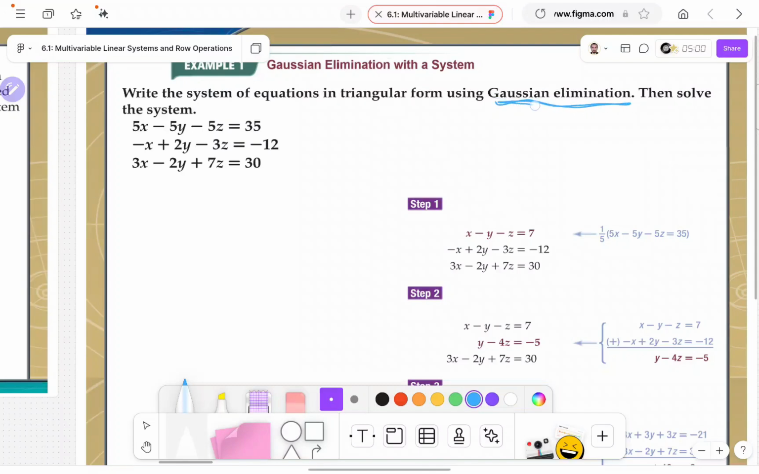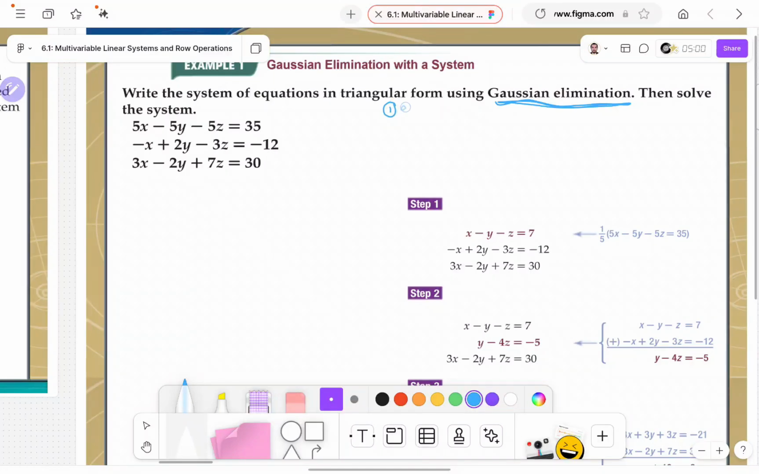Always read the question before you start solving, because sometimes the question will ask you for a certain method and you will feel that another way is easier, but you must follow what the question asks you. Now let's start with the first equation. I have three equations here. Step number one, write this step in your copybook or as notes.